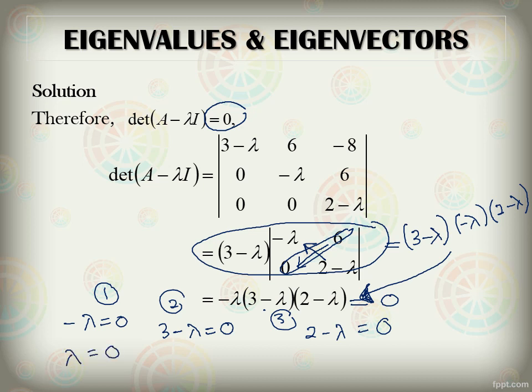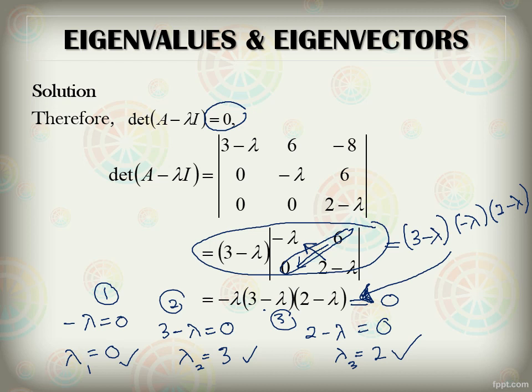Lambda equal to 0. So just define this as lambda 1. And this lambda is equal to 3. So just set this to be 3. And this lambda is equal to 2. So this is the third lambda. Alright, so it doesn't matter which one is lambda 1, which one is lambda 2 or lambda 3, as long as the eigenvalues here are the correct eigenvalues.